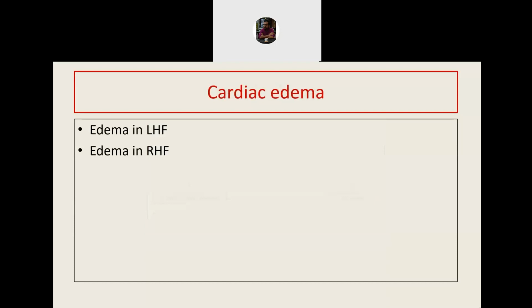We know that in heart failure, there can be edema. Left ventricular failure causes pulmonary edema, and right ventricular failure causes systemic edema. The mechanisms are already explained in the previous episodes, so I'll go very briefly through the mechanism. If there is cardiac failure, we know cardiac failure will have both forward and backward effects.